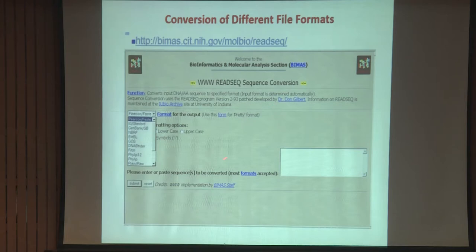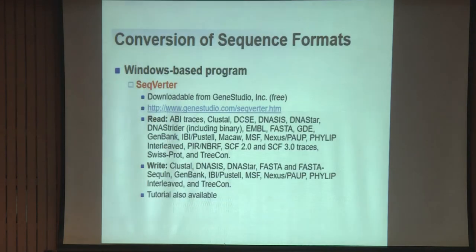So this is the GenBank flat file, and these are some online softwares by which you can convert any file format to any file format. This is called ReadSeq, sequence conversion. Here you give your sequence in one format and you ask the software, and it will convert that file format to another file format. Okay. Another is this Windows based program, that is the online, and this is the Windows based program, Gene Studio or SequenceMatrix.